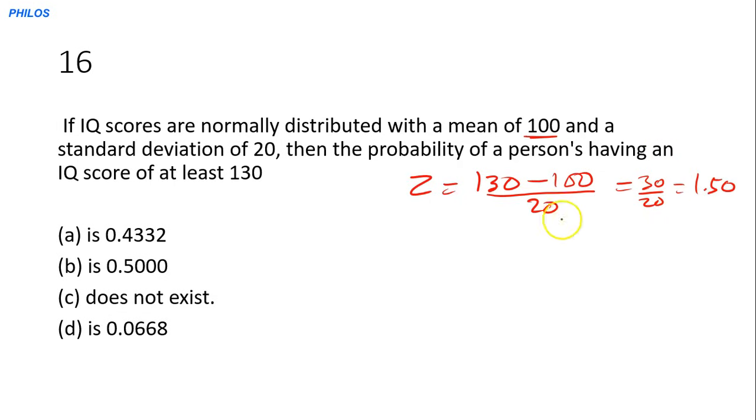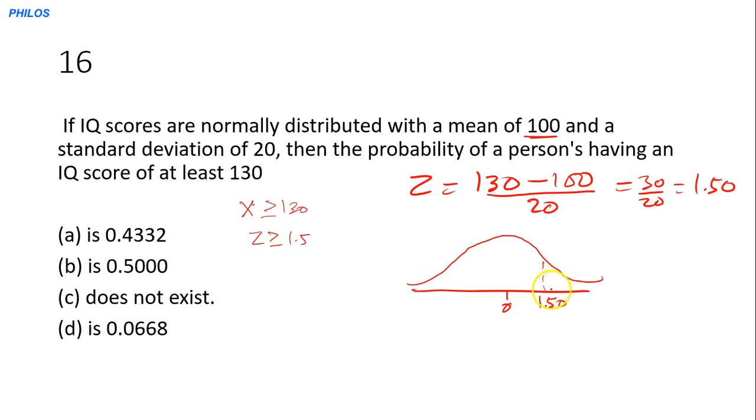So after getting the 1.50, we can sketch a curve for it. The middle is what? 0. So let's say 1.50 is here. So if 1.50 is here, the question says at least. At least means x, which is the IQ, is greater than or equal to 130. That's the meaning of at least. So in terms of z, it will be z greater than or equal to 1.5. So which area is greater than? This area. So the question wants us to find this particular area.